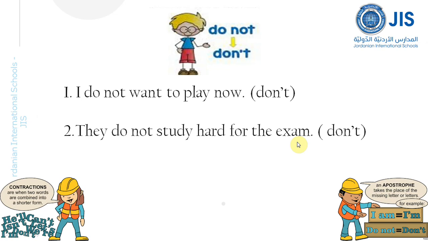Now, before I go further, I have to know this thing over and over again. Contractions are when two words are combined into a shorter form. We make them one family, so we combine them together. How do we combine them? We add an apostrophe and we delete one letter. So the apostrophe takes the place of the missing letter.